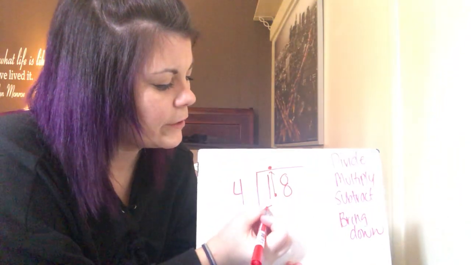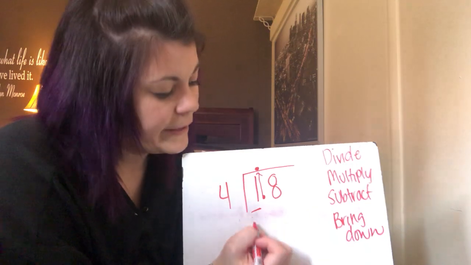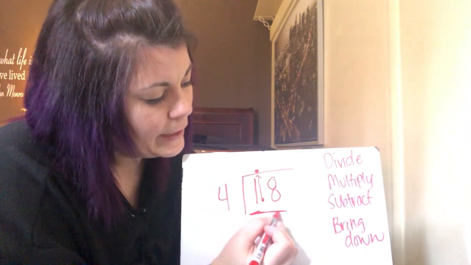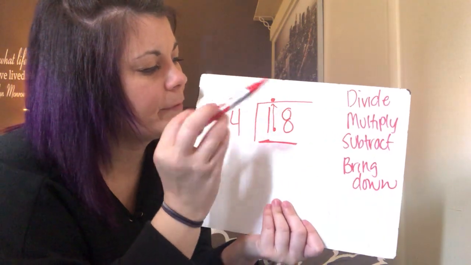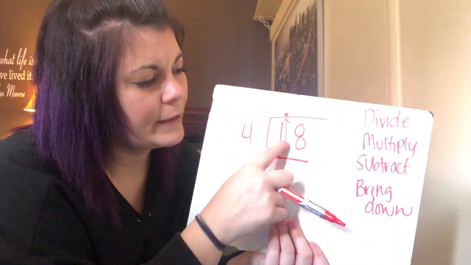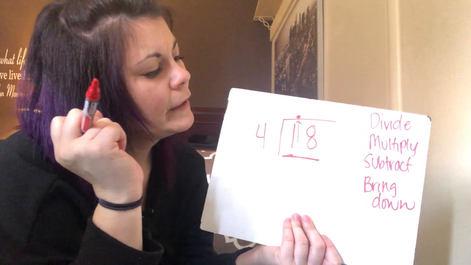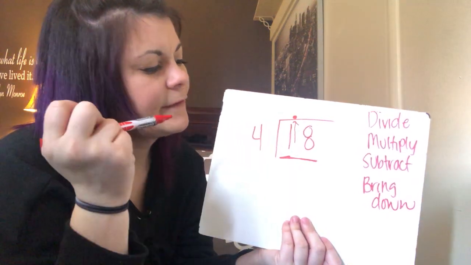You do divide, multiply, subtract, and then bring down. Okay? So divide, multiply, subtract, and bring down. So we say, can 4 go into 1? No. But can 4 go into 18? Okay, just ignore that decimal right now. Remember, once you bring it up, that's fine. You can pretend like it transported to there. Okay, so 4 goes into 18.